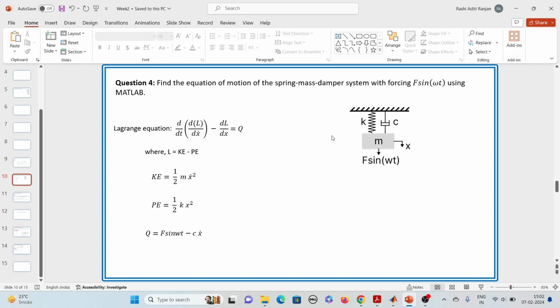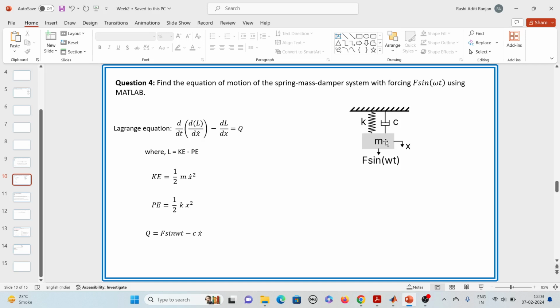So the next question, as it says, find the equation of motion of the spring mass damper system with forcing F sine omega t using MATLAB. Now, this is a spring mass system. It's a linear system. You all must have studied it in your mechanical vibrations course. So it's a very easy system. Since it's a linear system, you can definitely find its equation, but in order to understand how MATLAB symbolic functions can be used to find the equation of motion, we'll be using the same symbolic functions to derive it.